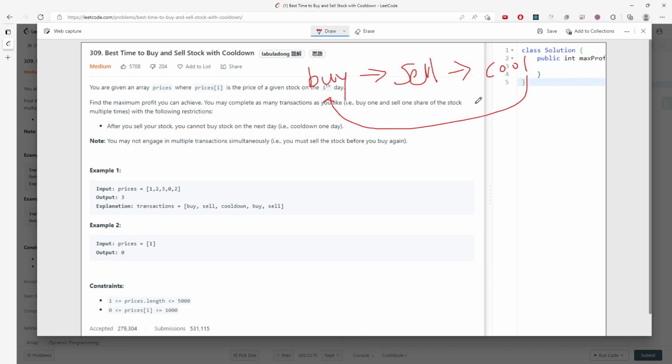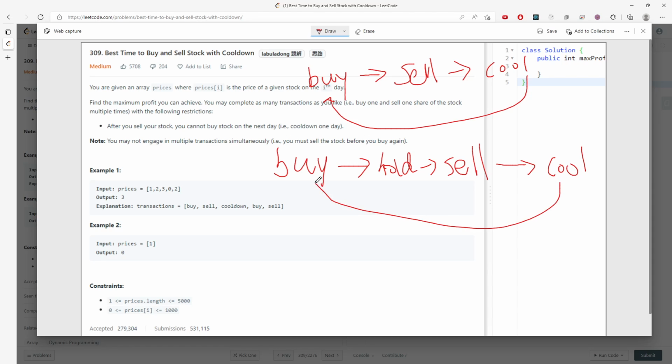So this is the state machine, but this is not complete. Why? Because you don't have to sell right away when you buy. So you should have this buy, and then at some point I can say hold. And then after holding, I can actually sell it. When I sell it, I need to go to the cooldown, and then back to the buy again. So this is pretty much the state machine for the question.